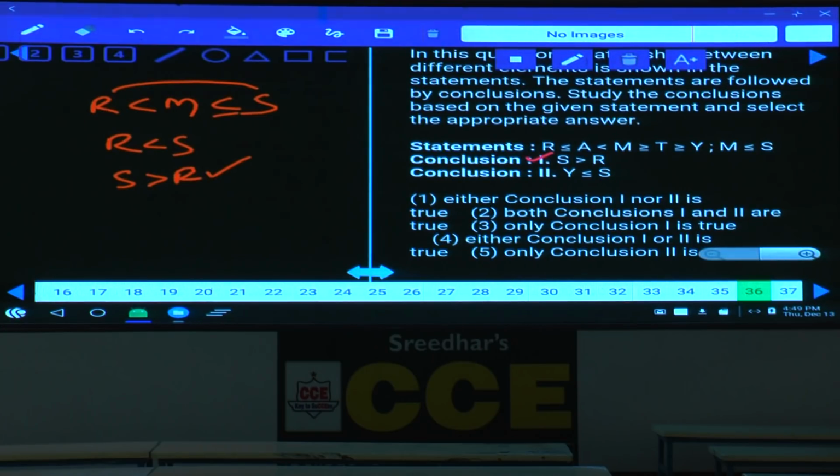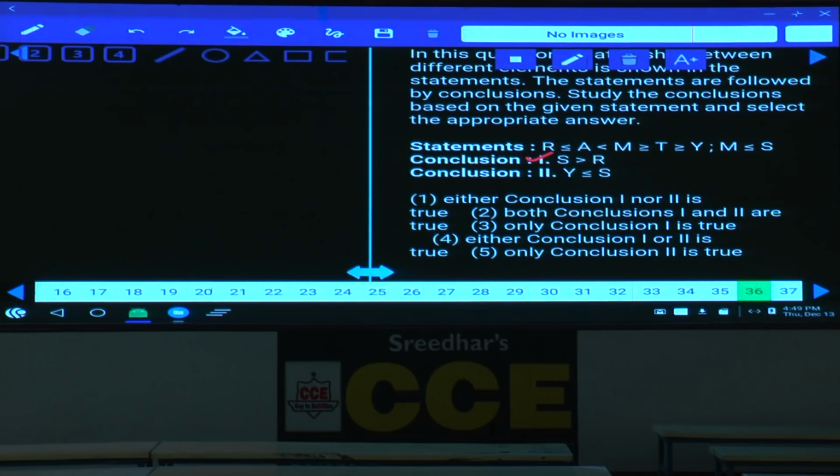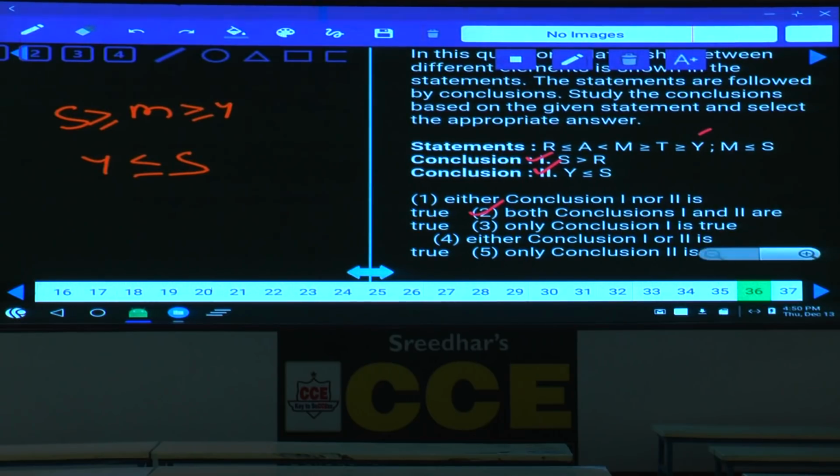Then coming to the second conclusion, what is the second one here? The relation between Y and S. Y is here and S is here. The element which is common is M. M greater than or equals to Y, that is from the first statement. And the next one is M lesser than or equals to S, means S greater than or equals to M. S greater than or equals to M greater than or equals to Y. That means S greater than or equals to Y is 2. Y lesser than or equals to S is 2. Then what is your answer here? 1 as well as 2. Both the conclusions follow. Both 1 and 2, choice 2. Question number 36, choice 2 is the answer.